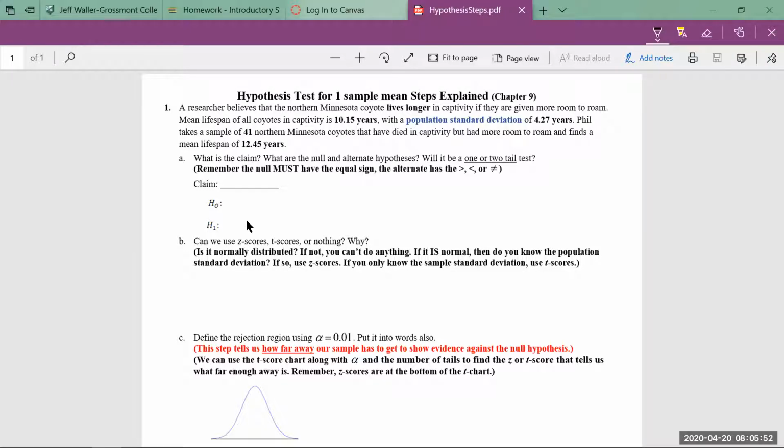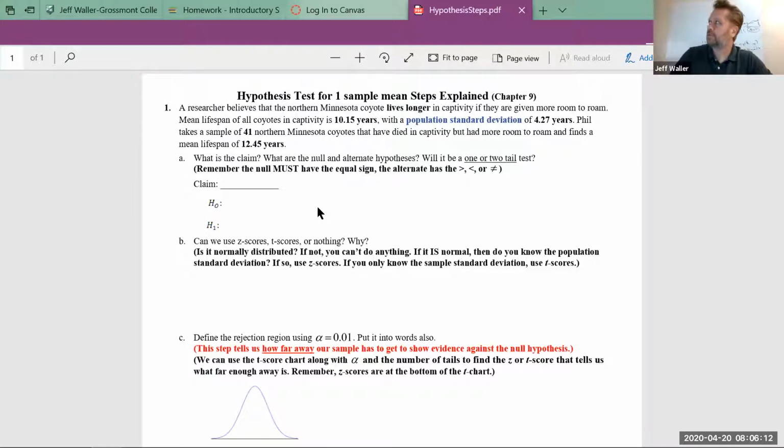Believes. A researcher believes that the northern Minnesota coyote lives longer in captivity if they're given more room to roam. So how long does a coyote live normally in captivity, period? 10.15 years. So what's his claim then in mathish? He thinks the mean is longer if they're given more room to roam. So he thinks the mean is how related to 10.15?